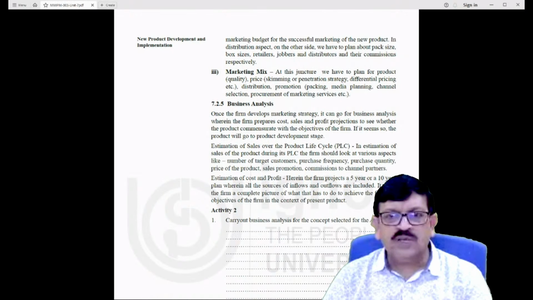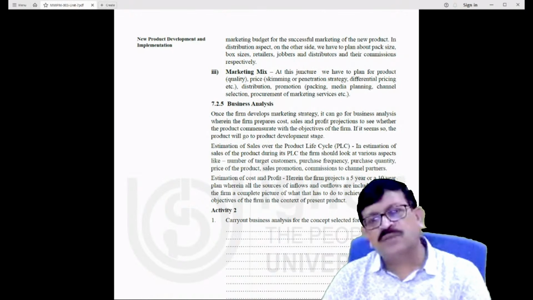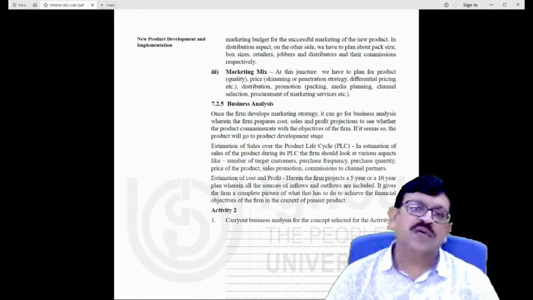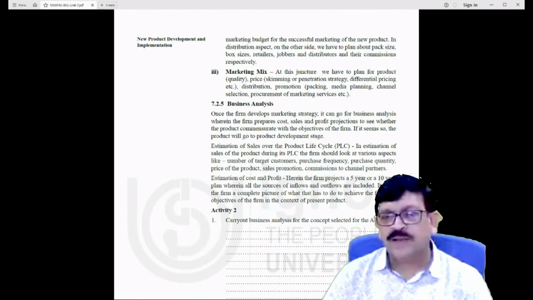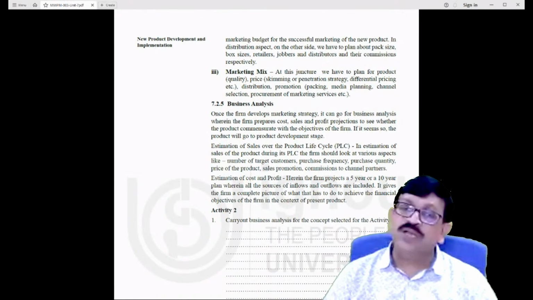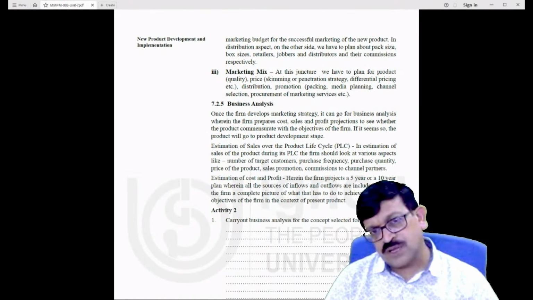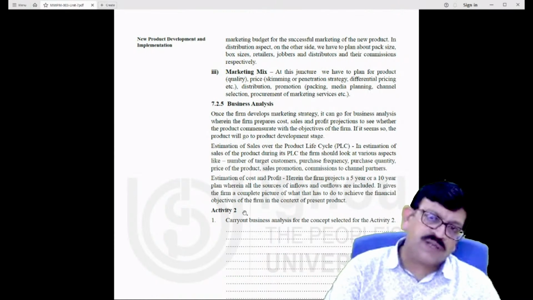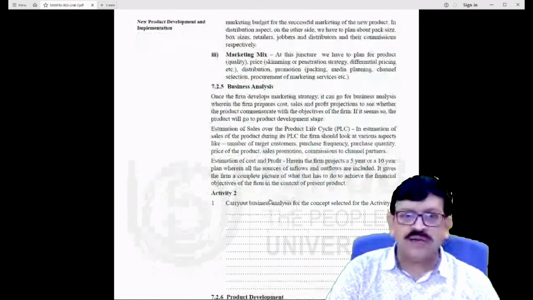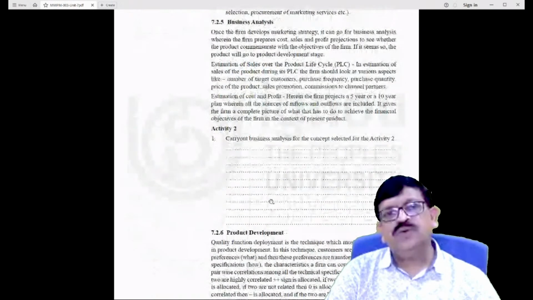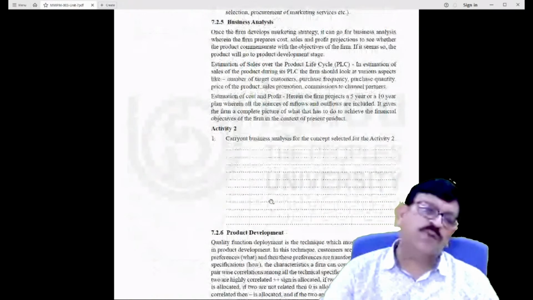And obviously, we look into aspects like the number of target customers, the purchase frequency, the purchase quantity, and what kind of communication is to be made, what kind of commissions are paid, and what the cost to the company is, because that's a very critical aspect of the business analysis.